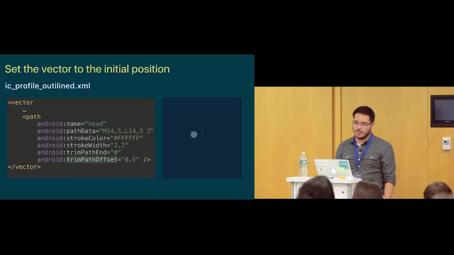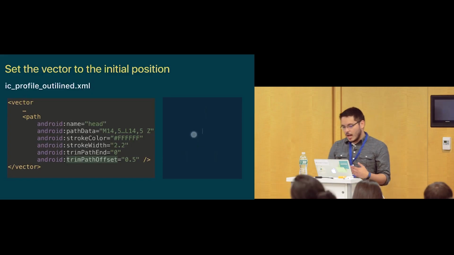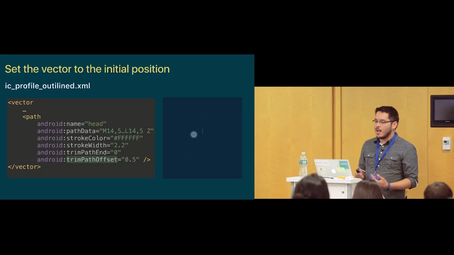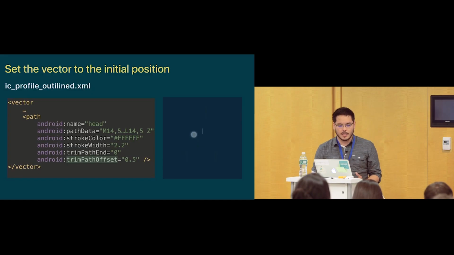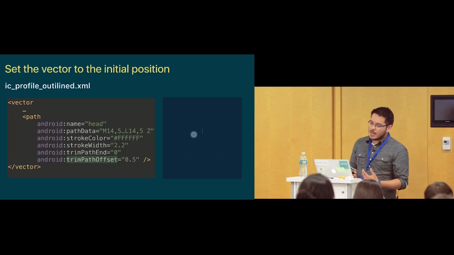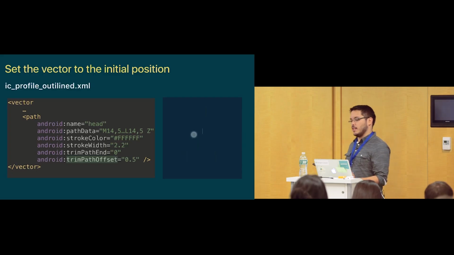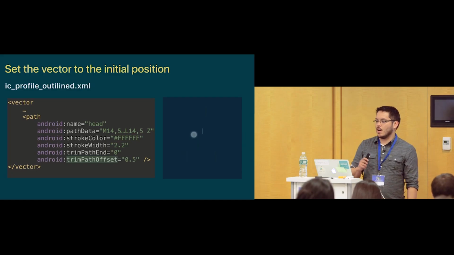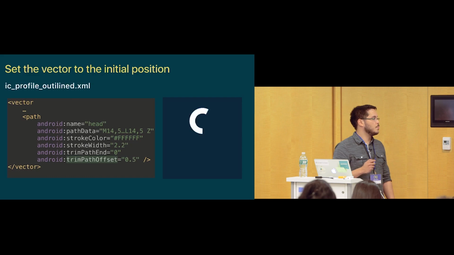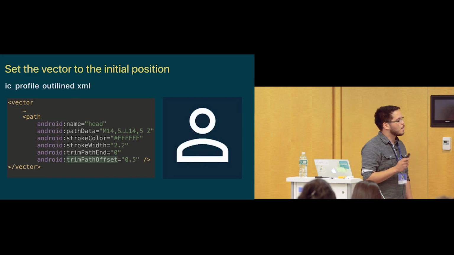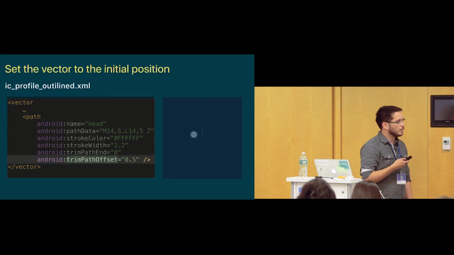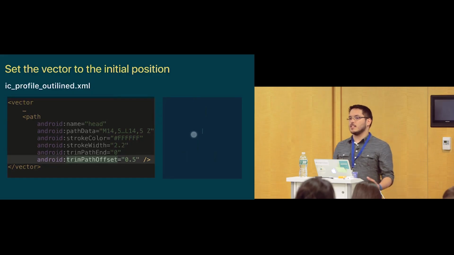So let's see the head first. I have my path data to do my head. I have the stroke color, which is white, and I set my width and everything. My trim path end at the beginning is 0 because I don't want it to show anything. And like we saw, I wanted to start from the middle, so the offset is 0.5. This is very important because this is what tells where it's going to start, and then you have to do all your animation based on that.